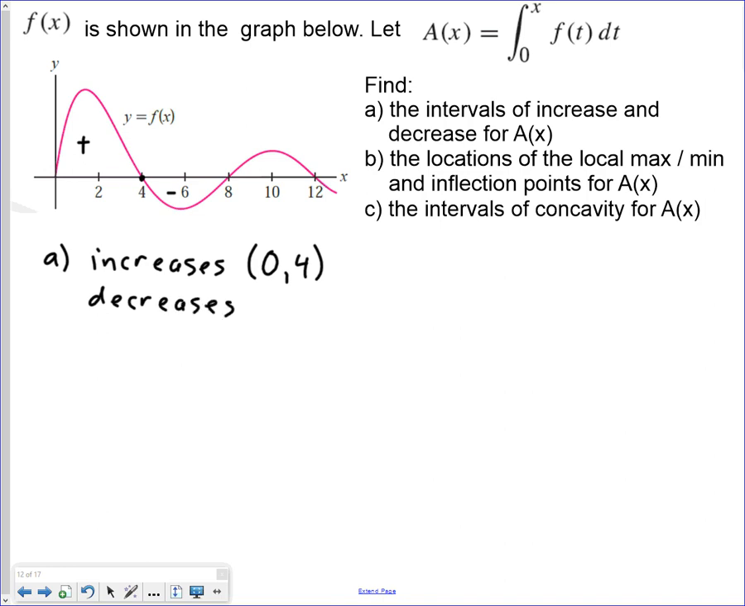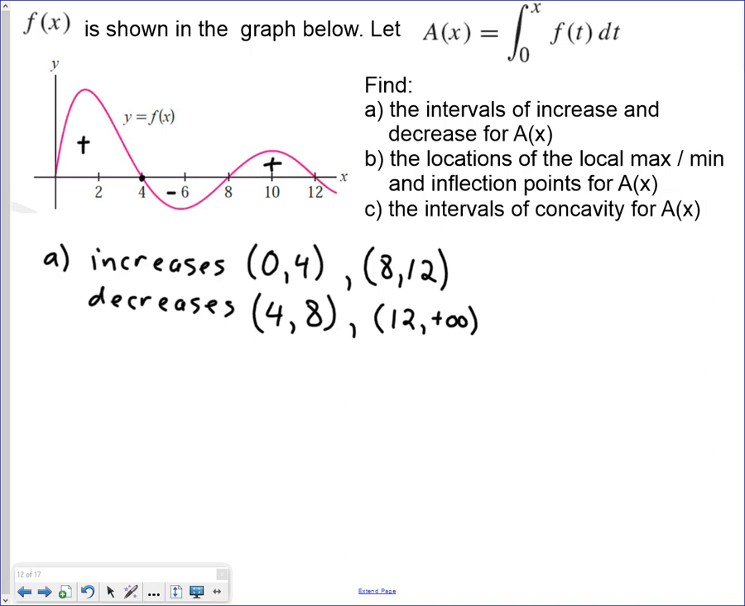Then once we hit x equals 4, because we start accumulating negative area, we know that A at x is going to decrease. So it's going to decrease starting at 4 until we get all the way up to x equals 8. Because at x equals 8, we stop accumulating negative area and we start accumulating positive area again. So from 8 to 12, this thing is going to be increasing again. And it looks like after 12, this thing is going to start decreasing again. And we don't know how far it goes beyond x equals 12, so we'll just put all the way to positive infinity, assuming that the function goes on forever and ever.